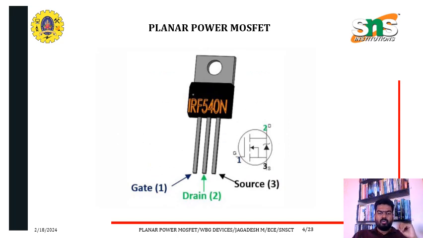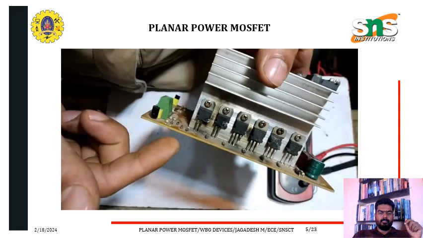And this is the planar power MOSFET. This is the physical structure of the planar power MOSFET, where the number one pin is called the gate, the second is the drain, and the third is the source. A planar power MOSFET is used in many applications, in audio applications, power amplifiers like that. Here you can see the planar power MOSFET fixed on the PCB.